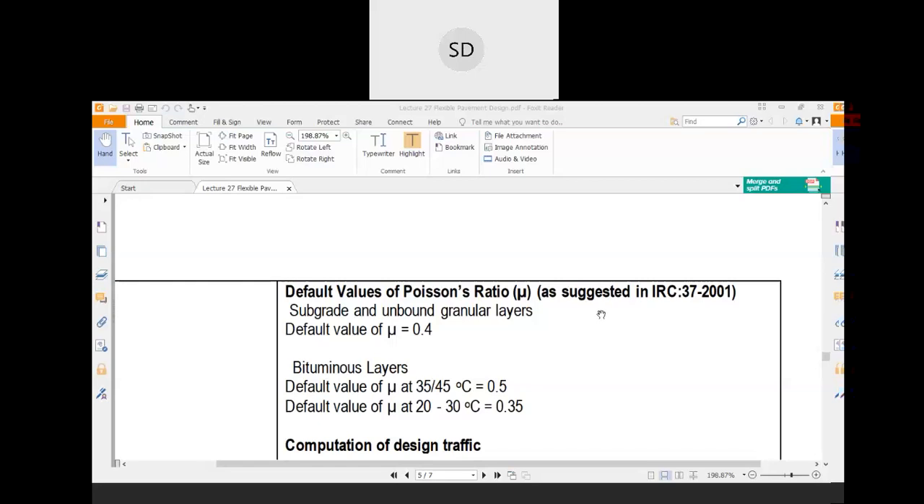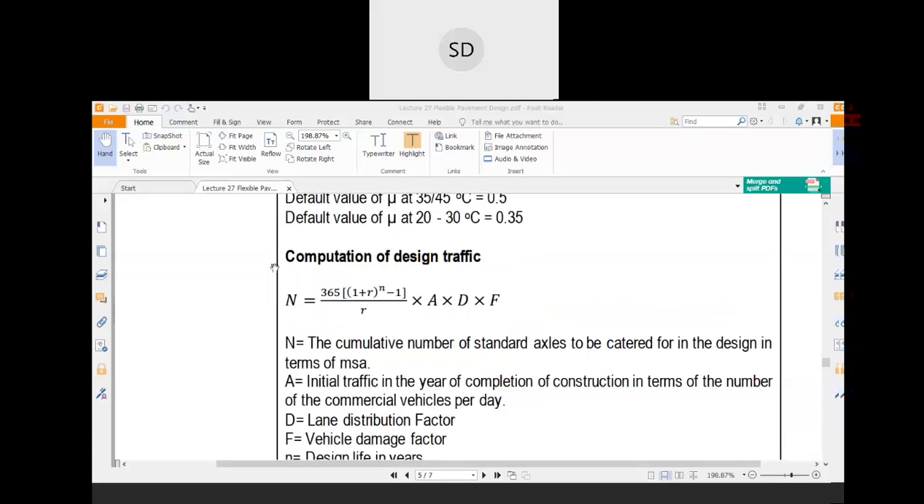And another important factor is your Poisson ratio. That is also important. For the subgrade course, there are different Poisson ratio values for the subgrade course and for the bituminous layers, which you have to follow for your design purpose. So these are the standard modulus and Poisson's ratio values for the design of the flexible pavement.